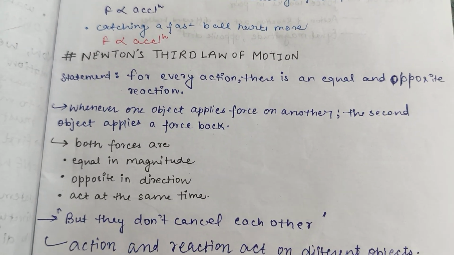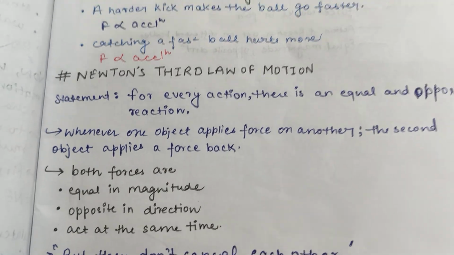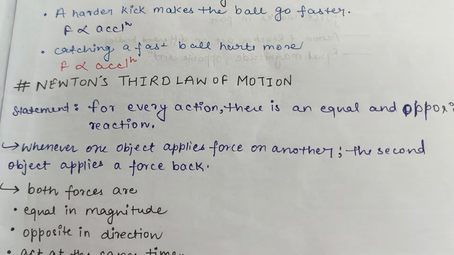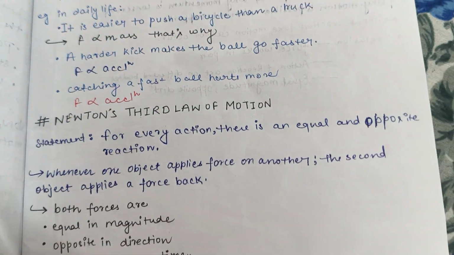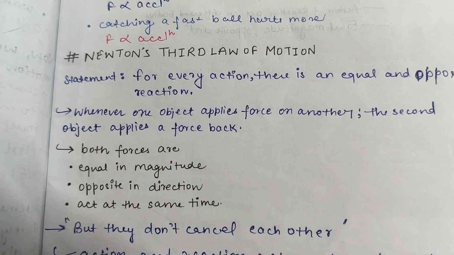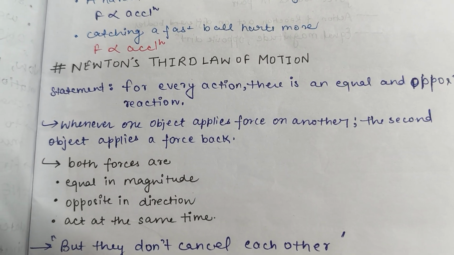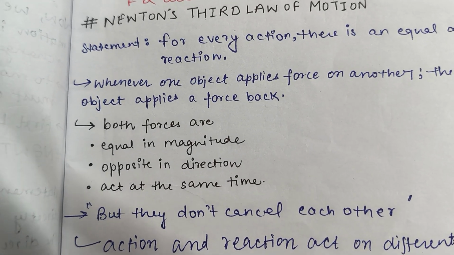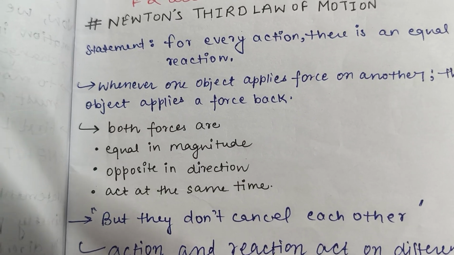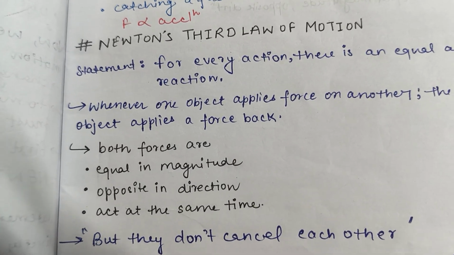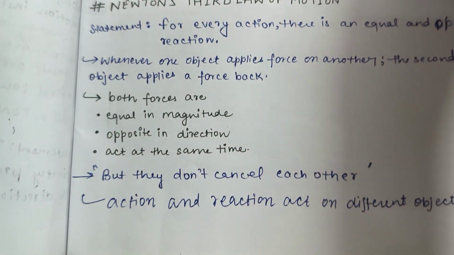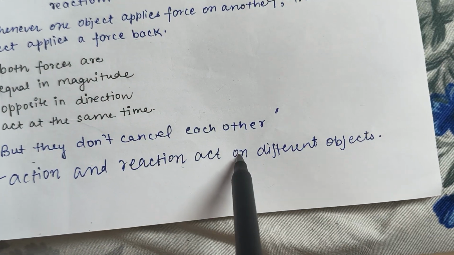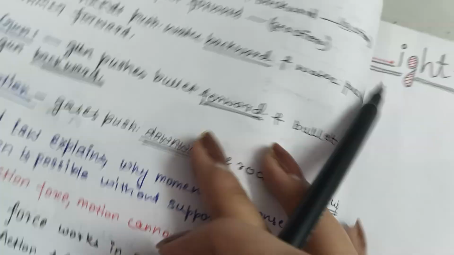So, what is Newton's third law of motion? Let's discuss it. It's one of the most famous and widely used statements: for every action there is an equal and opposite reaction. Whenever one object applies its force on another, the second object applies a force back. That means both forces are equal in magnitude, opposite in direction, and acting at the same time, but they don't cancel each other because action and reaction forces act on different objects. It's very important.